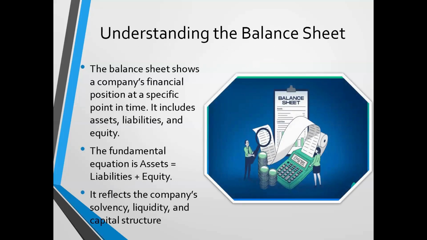Now let's understand the balance sheet. A balance sheet shows a company's financial position at a specific point in time. It includes assets, liabilities, and equity. The fundamental equation is assets equal liabilities plus equity. It reflects the company's solvency, liquidity, and capital structure. So basically, the balance sheet helps modelers track how resources are financed and used in a company.